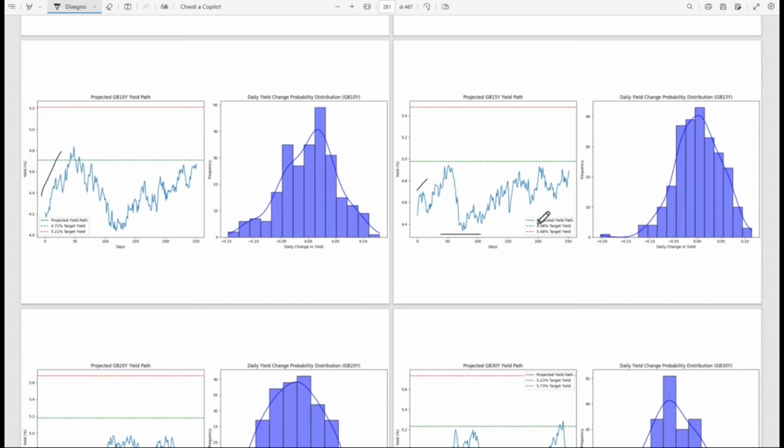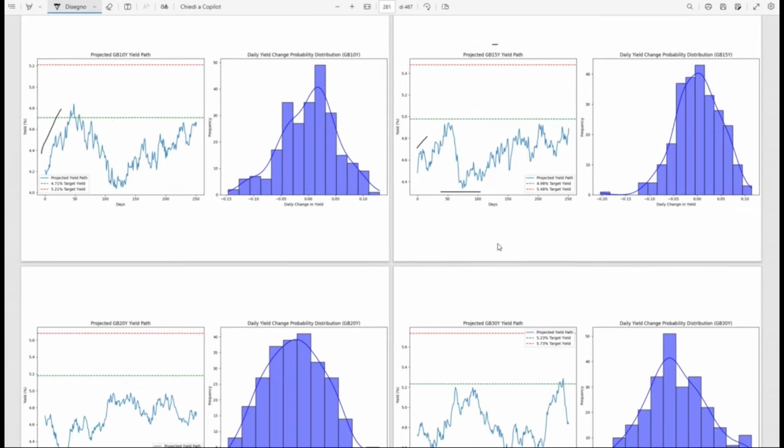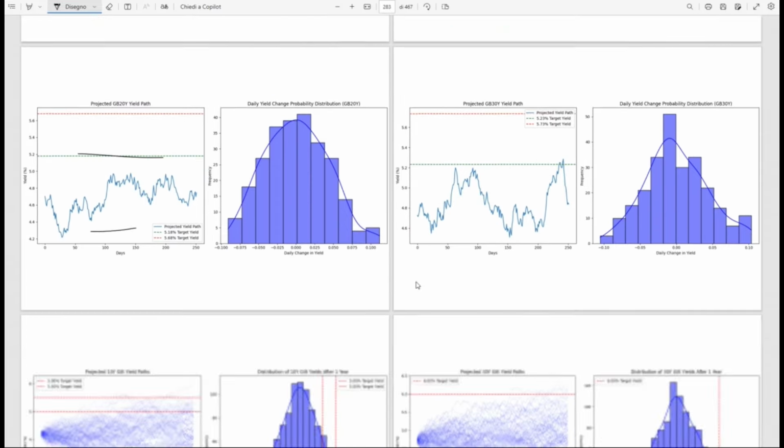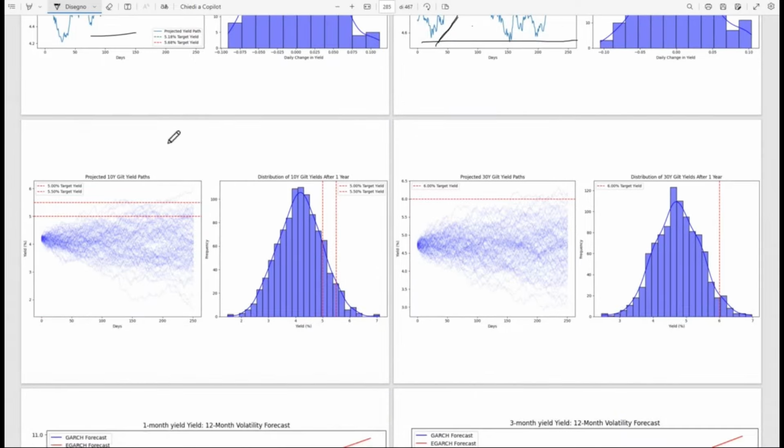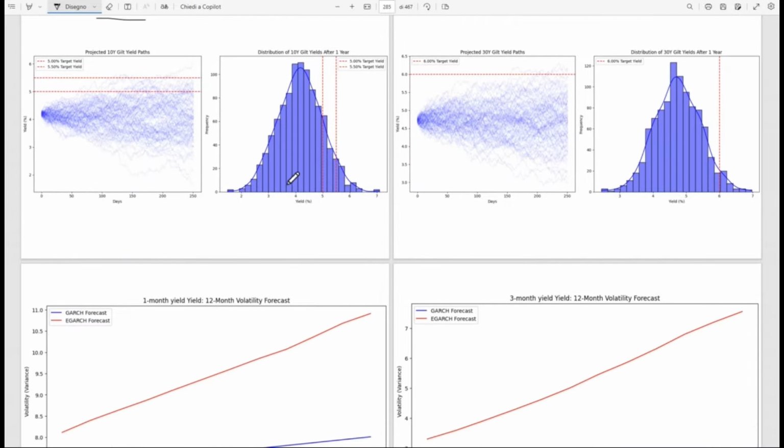But anyway, this is the 15-year duration, 20-year duration, 30-year duration. Again, we see that the cost of borrowing will be in a range between 4.6 and 5.2%. This is what is projected to happen. And these are also other simulations.